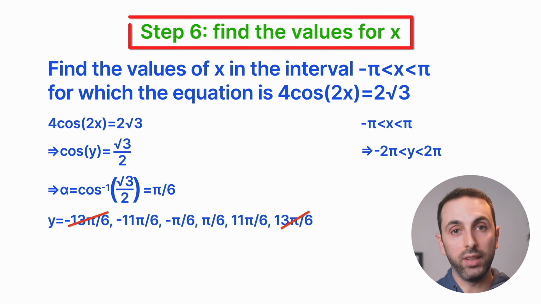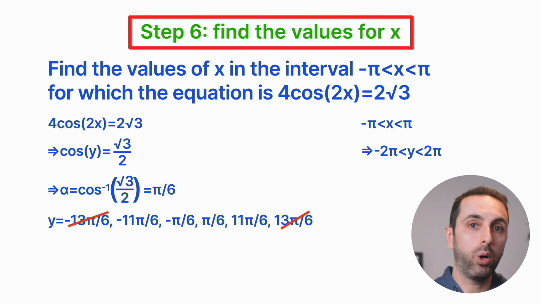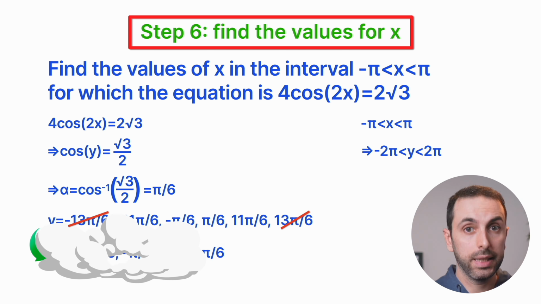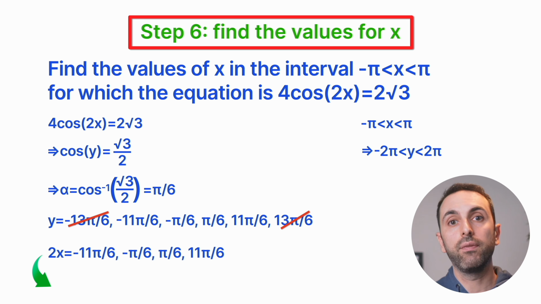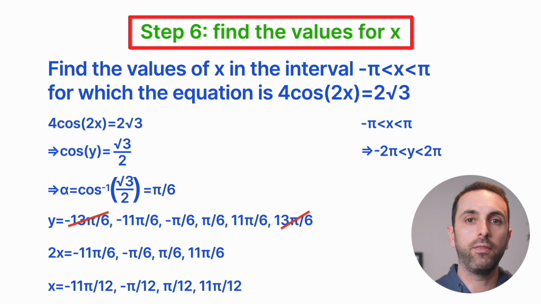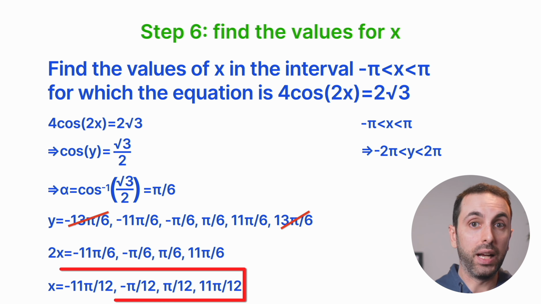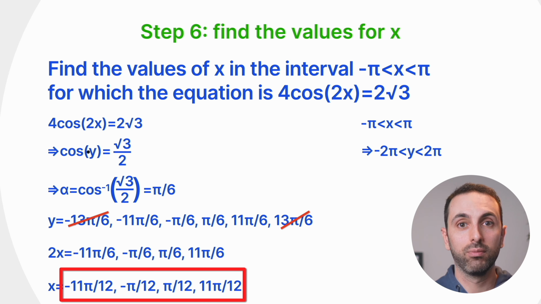So looking at the sixth step, we need to replace y back with 2x, then divide by 2 from each of the values we just found in order to find the solutions for x. So that gives us a total of 4 solutions.